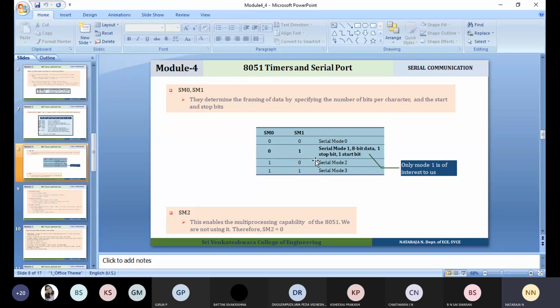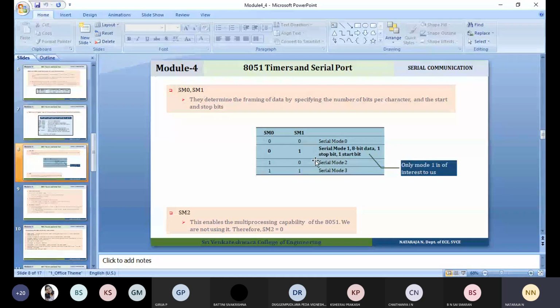Then if SM0 and SM1 are 10, it will select serial mode 2, and if it is 11, it will select serial mode 3. Okay, those are the four serial modes. Right now we are going to use only mode 1. For further explanation we are going to deal with these 3 modes, and later we are going to discuss all the other modes.